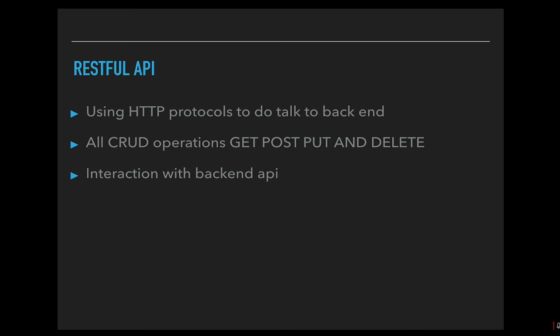For example, if we use GET to pull data from a backend, we can use POST to push data to the backend as well. Also, sometimes we will need to update the data, so we can use UPDATE. And if sometimes you need to delete some data from the backend API, we can use DELETE. So yeah, this is a quick overview of REST API.